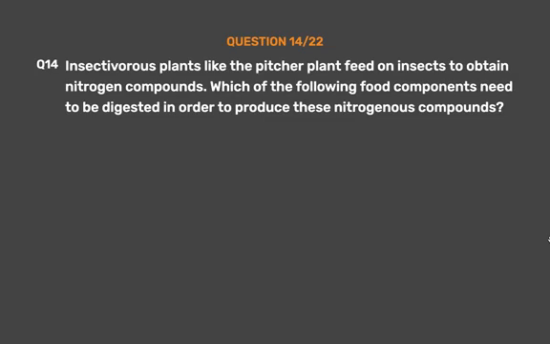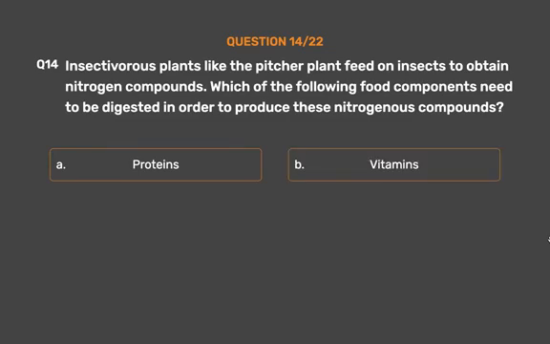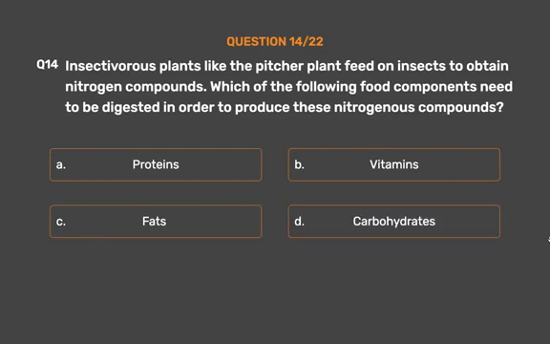Which of the following food components need to be digested in order to produce these nitrogenous compounds? Option A. Proteins. Option B. Vitamins. Option C. Fats. Option D. Carbohydrates.